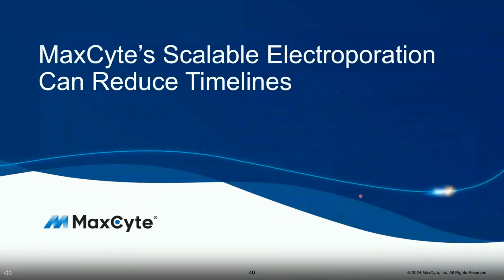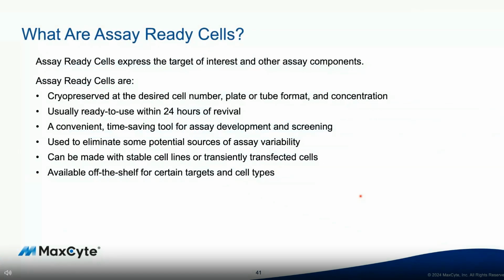So next, I'd like to go over how MaxCyte scalable electroporation can reduce timelines. And in terms of assay-ready cells, you can electroporate and cryopreserve the cells with the desired cell number in either plate or tube format and the desired concentration. Usually after thawing the cells, within 24 hours, they're ready to use for drug screening, for example. And it's a convenient and time-saving method for assay development. And you can also use these assay-ready cells with stable lines or transiently transfected cells for off-the-shelf targeting with cell types and certain targets.